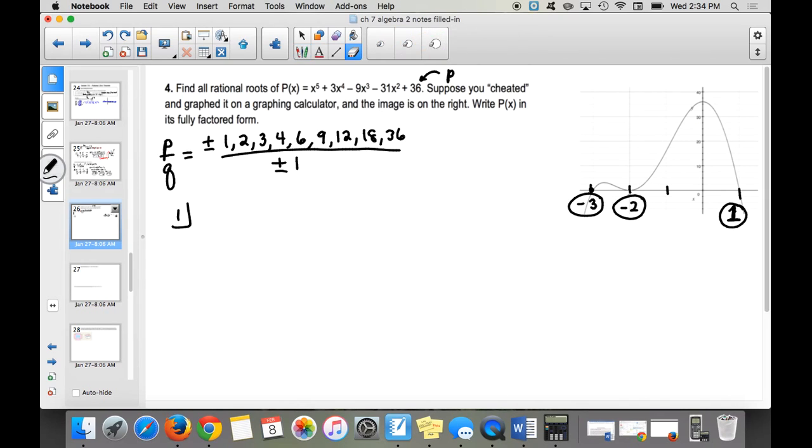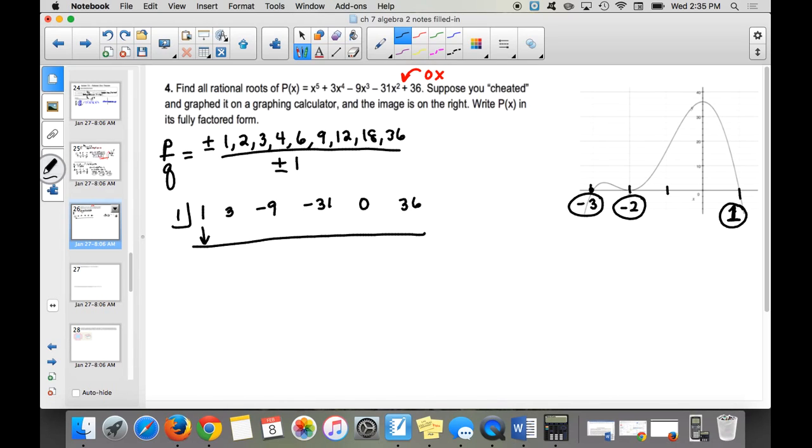Now be careful because this one is missing a term. And with synthetic division, you always want to put in zeros if it's missing. Do you guys see what it's missing? Yeah, it's missing that 0x in there. So be careful when you write this down. So I have 1, 3, -9, -31, 0, and 36. And I do my synthetic division. So 1 times 1 is 1. Add straight down, it's 4. So continue doing that.